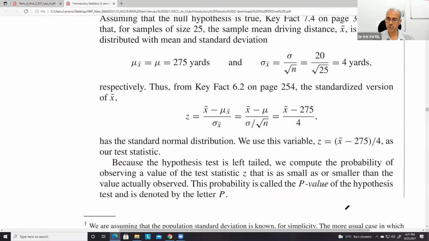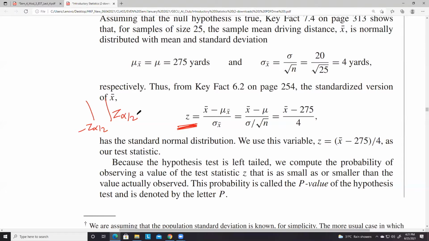So what we do, we calculate this Z value or T value for the given data. Now this number is compared with the critical value. This is one approach of hypothesis test. Okay. So for two-sided, we have Z alpha by 2 and minus Z alpha by 2. So if this value of Z is greater than Z alpha by 2 or less than minus Z alpha by 2, then we reject the null hypothesis. Clear?